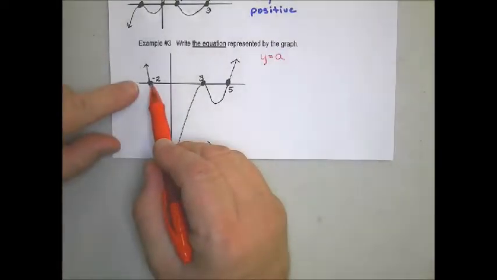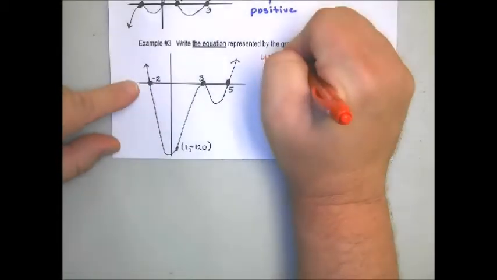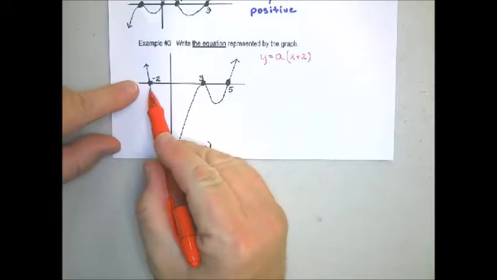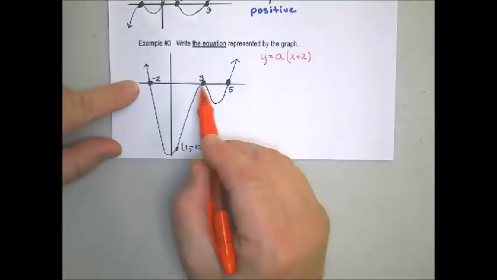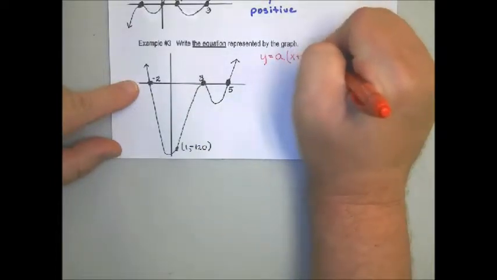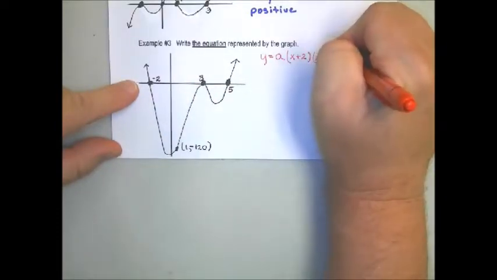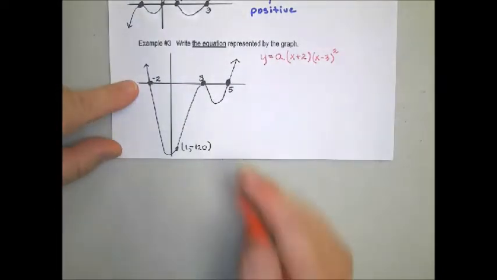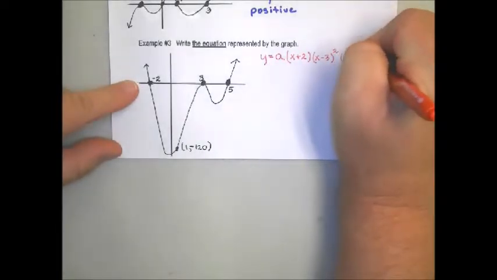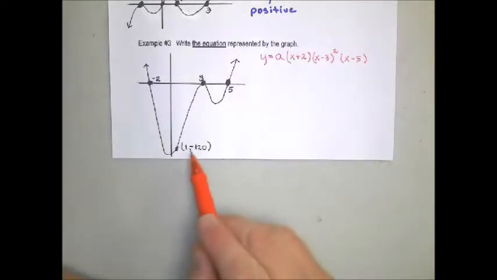Let's look at the x-intercepts. If one of the x-intercepts is negative 2, then that means the factor had to have been x plus 2. And since it was a pass-through, it has a multiplicity of 1. Now the next x-intercept is positive 3, so the factor had to have been x minus 3. And since it's a bounce, not a pass-through, it was a squared factor, multiplicity 2. And then the last one was 5, so that had to have come from x minus 5 with a multiplicity of 1.